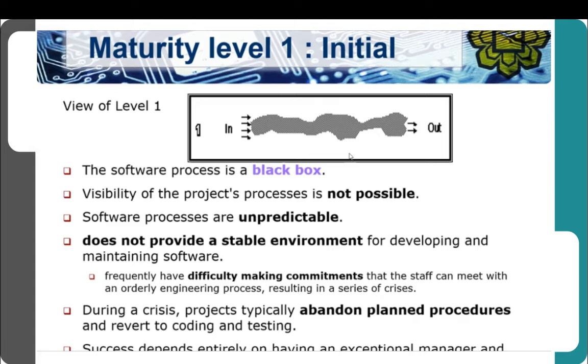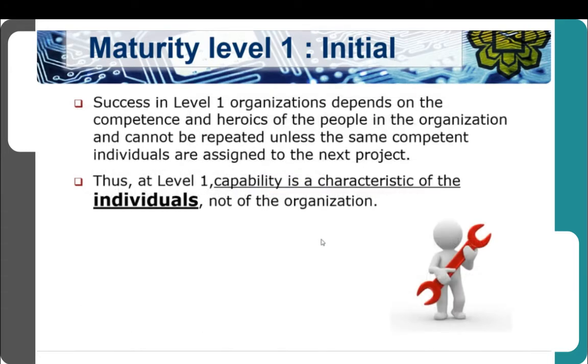It may finish on time, it may not finish on time. It does not provide a stable environment for developing and maintaining software. And during a crisis, projects typically abandon planned procedures and revert to coding and testing. So in general, we can say that the success depends entirely on having an exceptional manager and a well-experienced software team member. So we can summarize that at level 1, capability is the characteristic of the individuals, not of the organization.